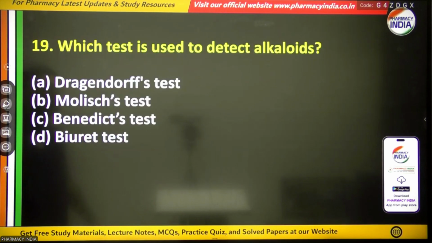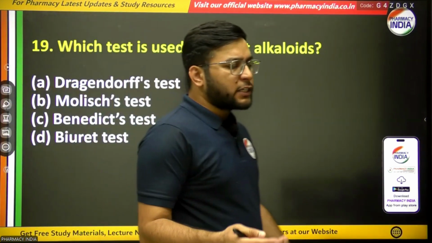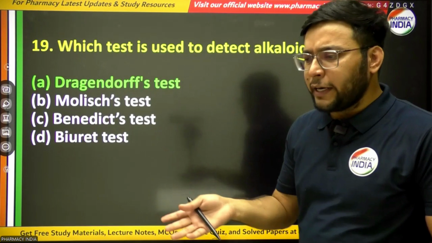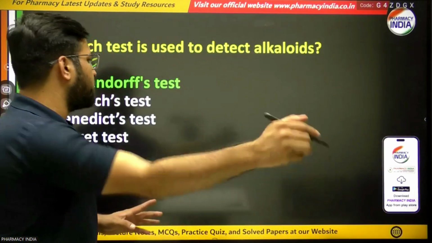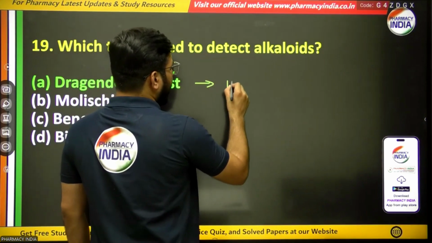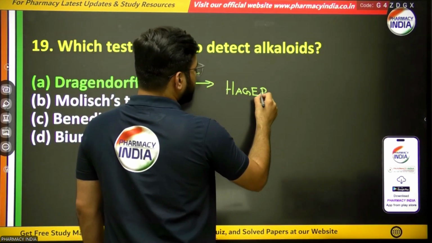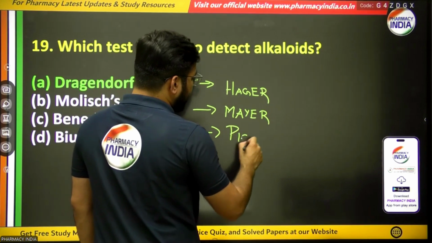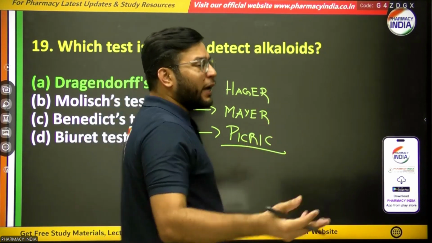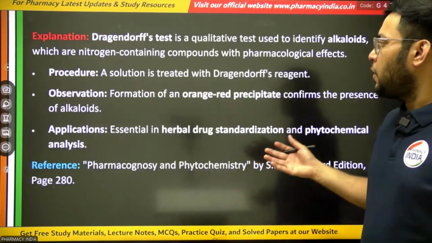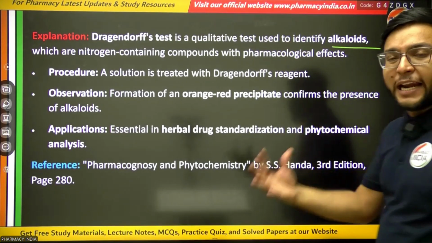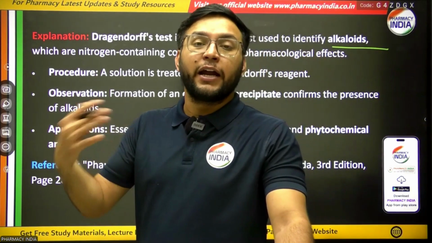Okay. Now next question is, which test is used to detect alkaloids? Which test means the single test we are getting is Dragendorff's. There are so many tests to detect the alkaloids, and I'm giving you some names. Dragendorff's. Second one is Hager's, Mayer's, and picric acid test. So these are the names of the tests. Okay. Dragendorff's is a qualitative test used to identify alkaloids. Okay. Alkaloids means alkali-like substances which are having nitrogen in their structure.